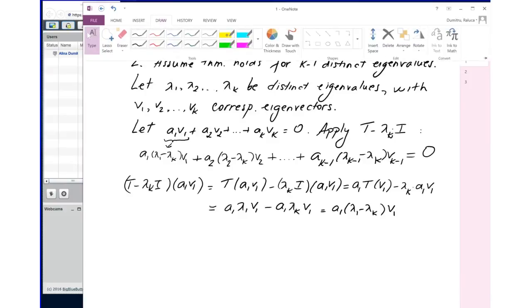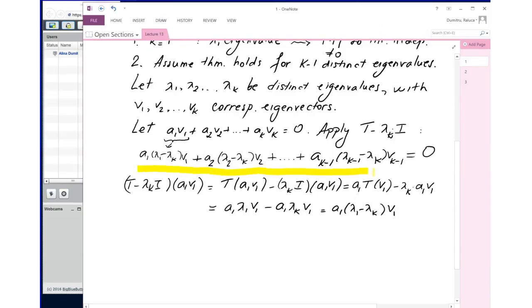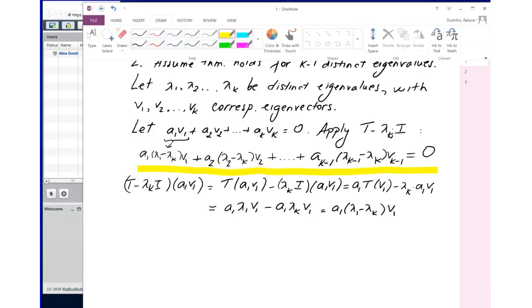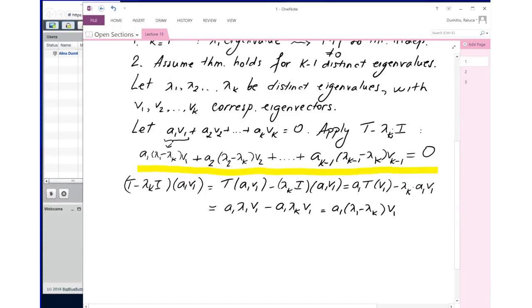But what we got in the end, the purpose of doing all this, is the following. We got that sum, which is in fact a linear combination of the vectors v1 through v sub k minus 1, right? So it is a linear combination of the first k minus 1 eigenvectors that corresponded to k minus 1 distinct eigenvalues, and that is something for which the theorem holds, right? We assume that for k minus 1 it holds. What does it mean that it holds? It means that they are linearly independent, right? Any k minus 1 eigenvectors corresponding to k minus 1 distinct eigenvalues are linearly independent. Therefore, that underlined equation there can only hold if the coefficients are all 0.